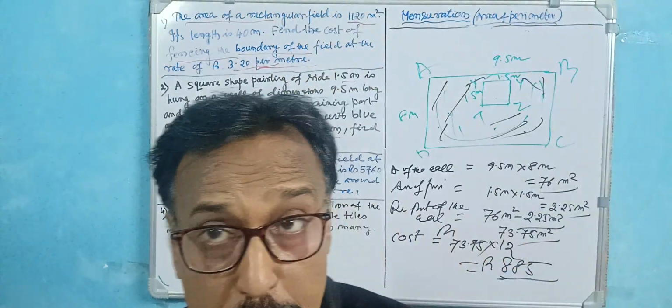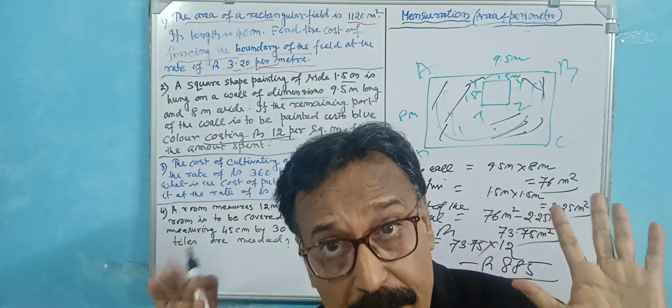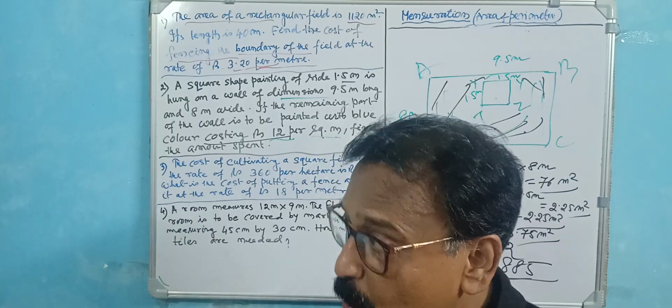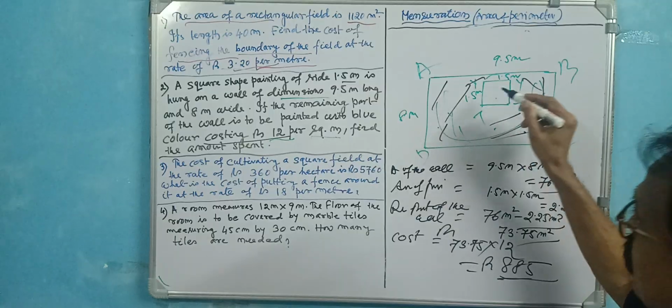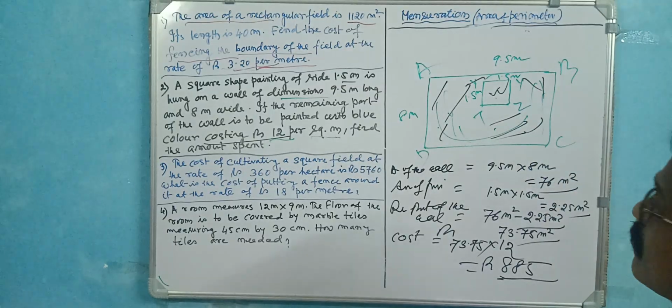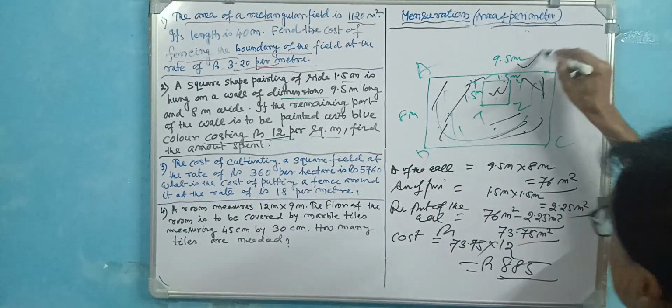The main thing, don't panic to see the sum. You first draw. This gradually we increase. The concept must be clear. You know all this formula. Then how do I solve? You just solve in this way. A square shape painting side is this. The painting is a square shape, 1.5, hanging on the wall. The wall dimension is this.